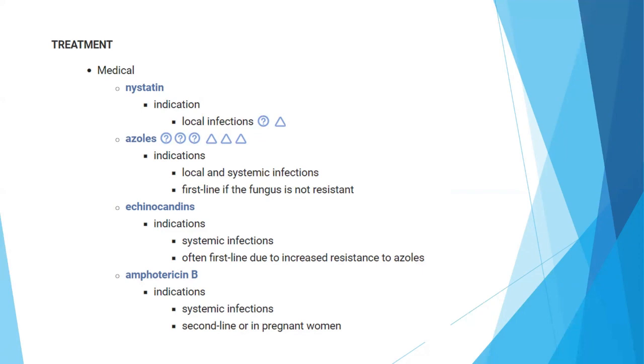Echinocandins are used for systemic infections, and amphotericin B is also used for systemic infections, and it's the second line or used in pregnant women.